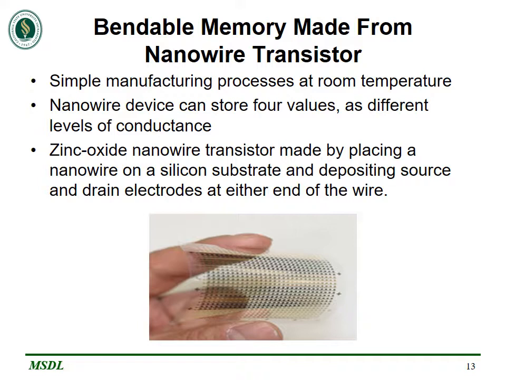It is based on a zinc oxide nanowire transistor, which the researchers make by placing a nanowire on a silicon substrate and depositing source and drain electrodes at either end of the wire. They coat the wire with barium titanate nanoparticles and deposit an aluminum gate electrode layer on top.